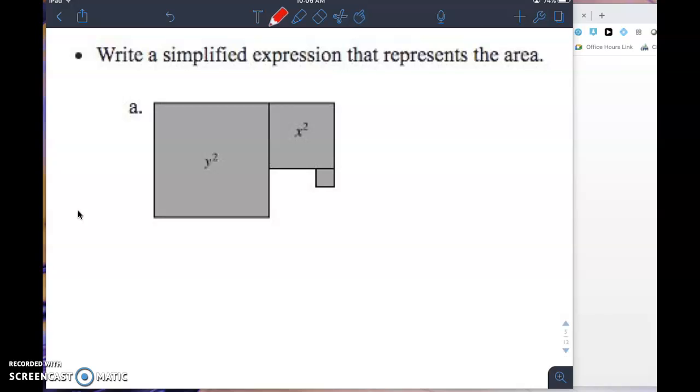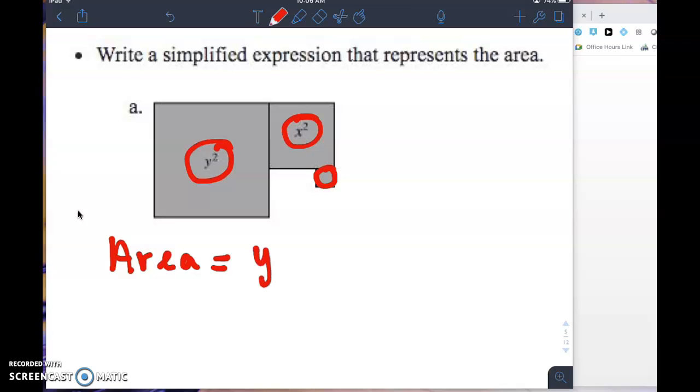I'll start with A, and I'm going to make a note here. The area is going to be how much space this thing covers, and we use the names of these tiles to do that. I've got a y squared. I've got an x squared. And that little itty bitty guy right there, that's just a 1. That's a unit tile. So my area is going to be x squared plus y squared plus 1. I just went from left to right. The last one I wrote in alphabetical order. I can do the exact same thing here. If you didn't change that, it's no big deal.